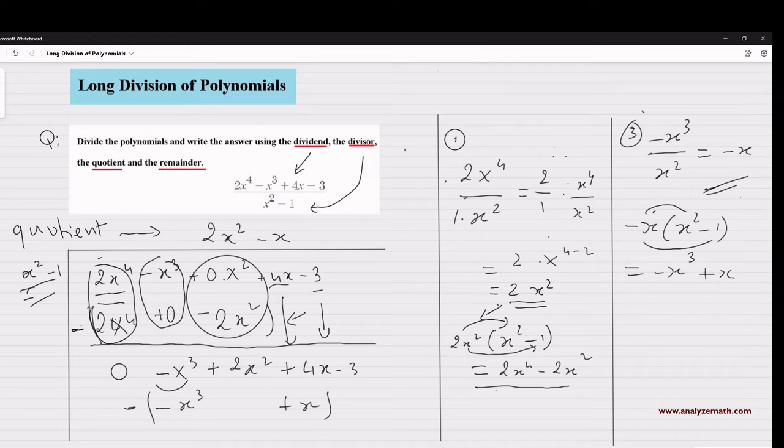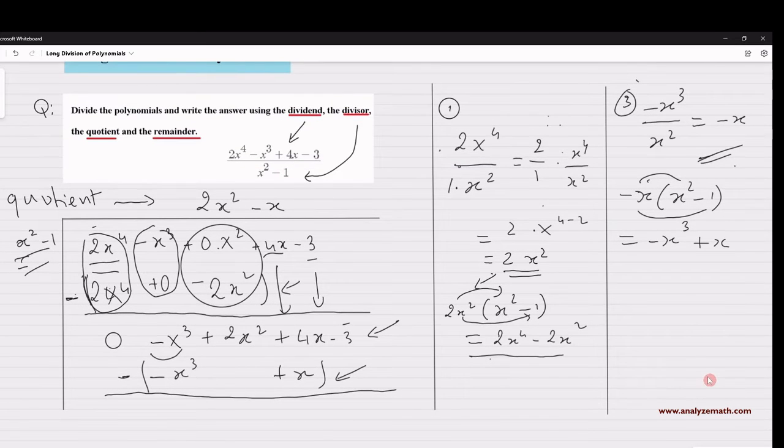Again, I'm going to subtract this polynomial from the one above it. Now I have minus x^3 minus minus x^3, so plus x^3, that gives me 0. 2x^2, there is 0 here, so 2x^2 minus 0 gives me 2x^2. And then 4x minus x gives me plus 3x. And then the minus 3, I just bring it down here.